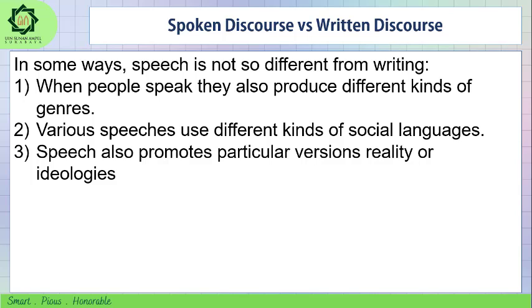In some ways, speech is actually not so different from writing. There are three ways, such as when people speak, they also produce different kinds of genres, like writing. And then various speeches use different kinds of social languages, just like writing. Speech also promotes particular versions of reality or ideologies. So in writing, there are ideologies behind what is written, but speech also has those kind of particular ideologies or beliefs.